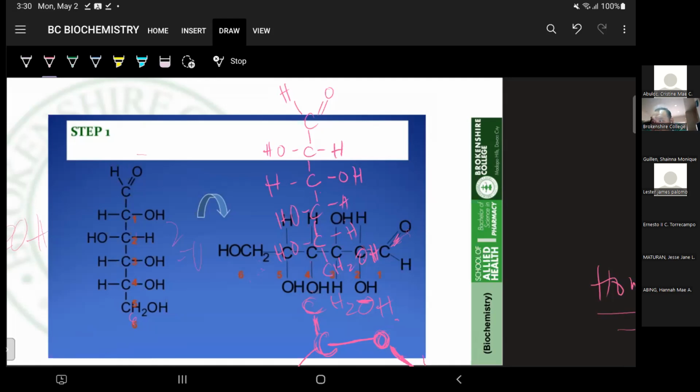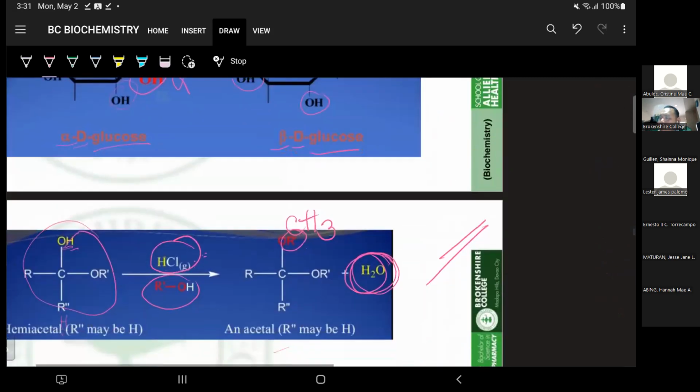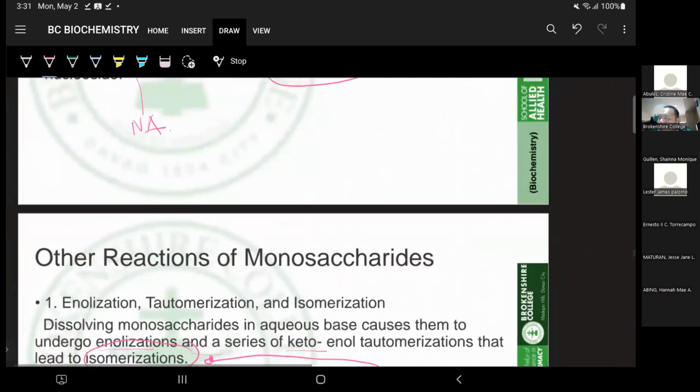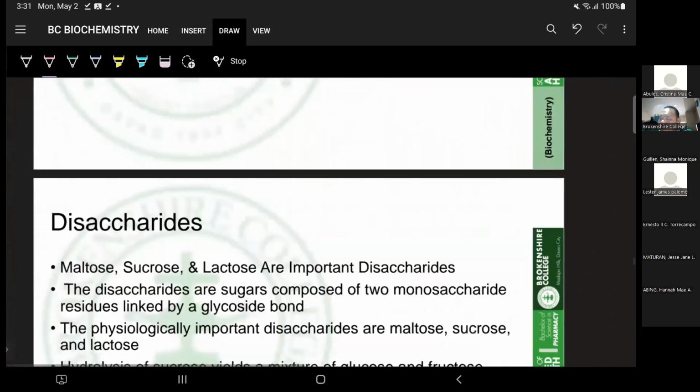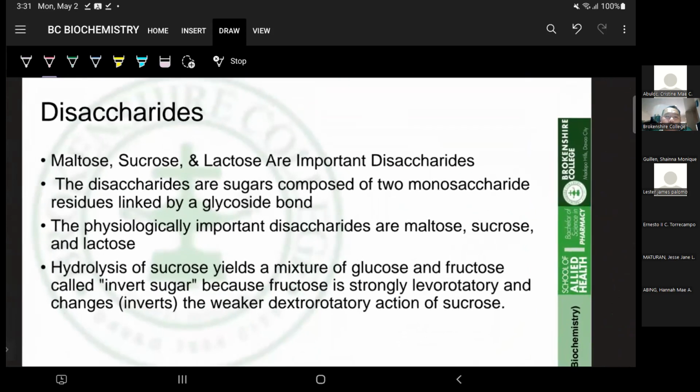Kaya yung configuration na levo and dextro, nagkakaroon ng isomerization in the long run due to chemical reactions. Anyways, we will not complicate ourselves with those, no? Because medyo technical part na siya. Okay, let's proceed now to the other type of your sugar. Your disaccharide sugars. We have your maltose, sucrose, lactose, which are the very important disaccharides that we have.